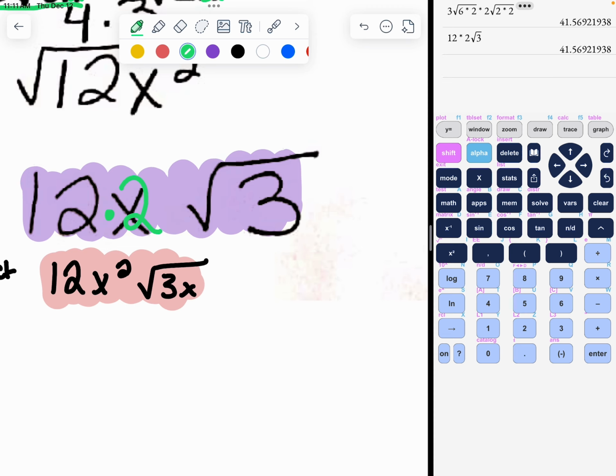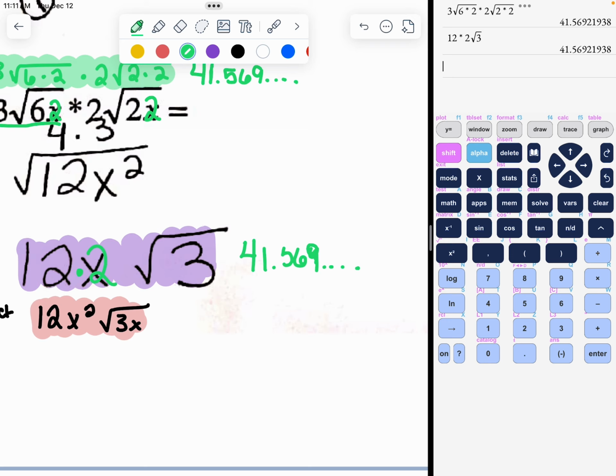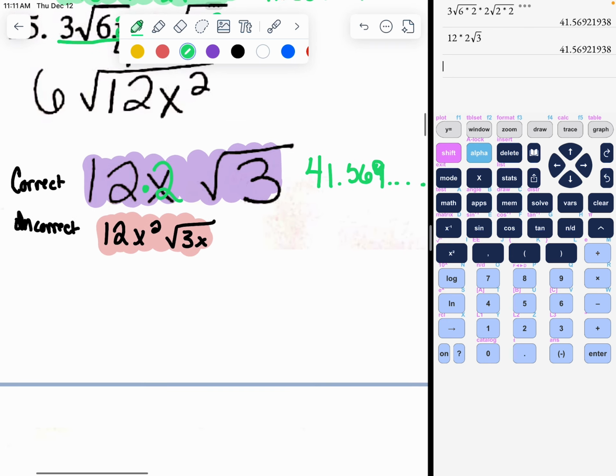Now this is a multiple choice option. Notice I get 41.569, and it continues, and it's the same decimal that it was up above. That is the correct choice.